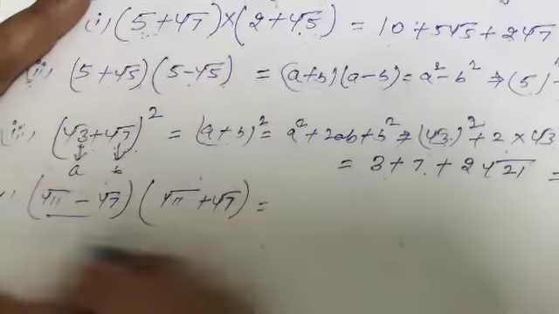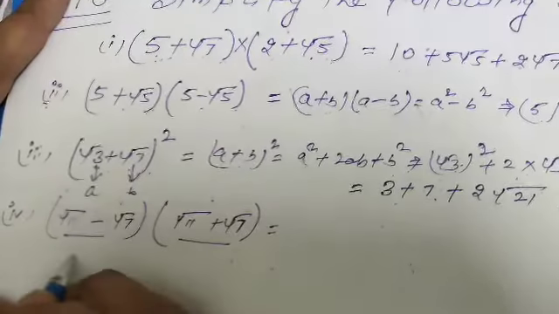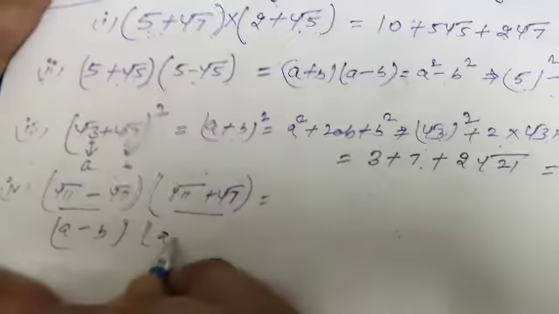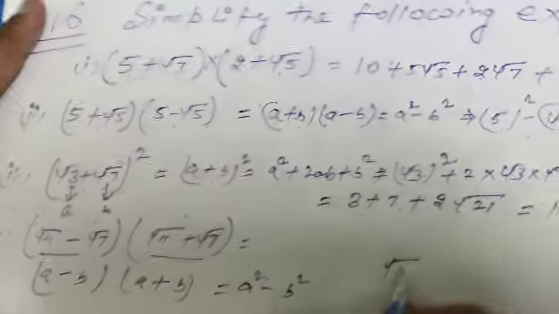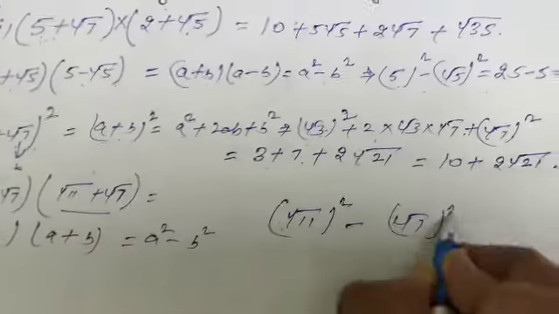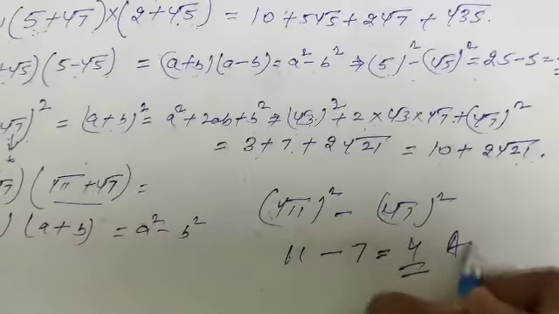Let us move to the fourth and the last example of this question, example number 16. a minus b into a plus b. What is that? a square minus b square. Root 11 whole square minus root 7 whole square. 11 minus 7 equals 4 will be the answer.